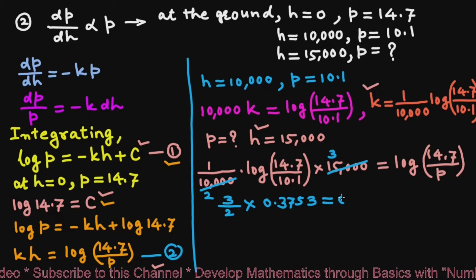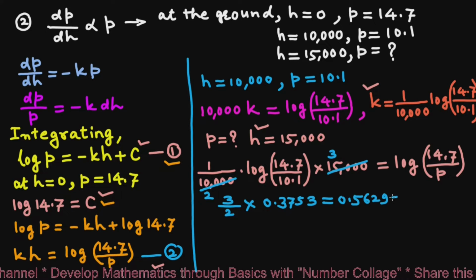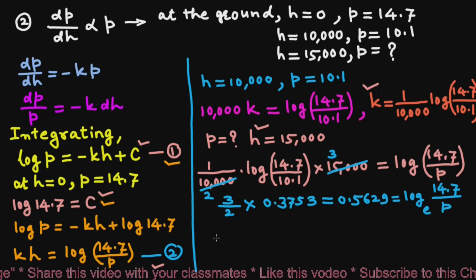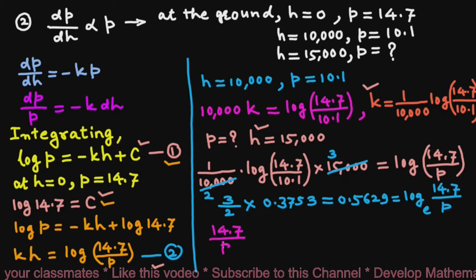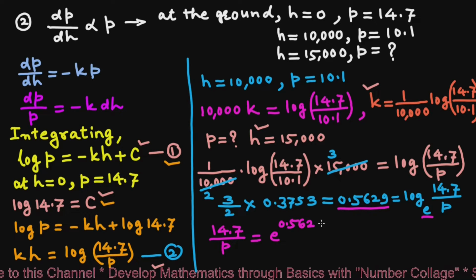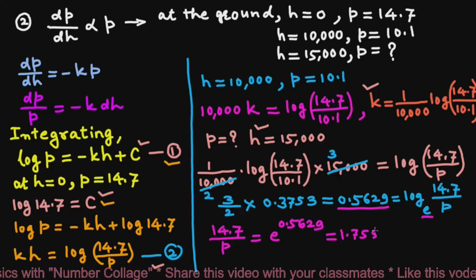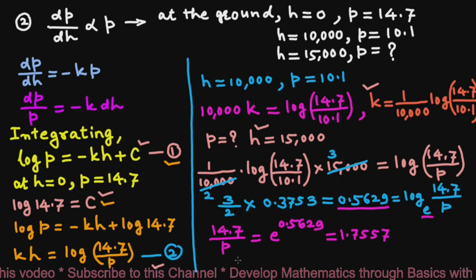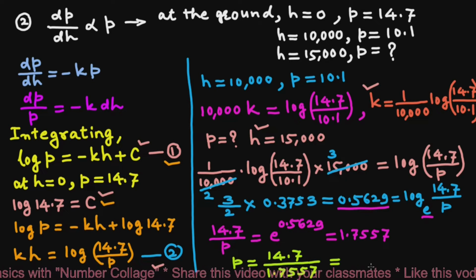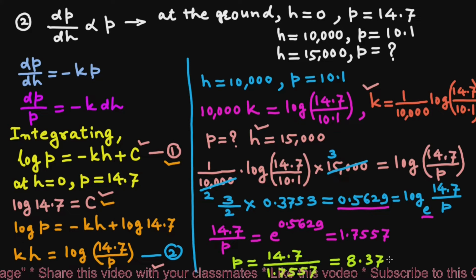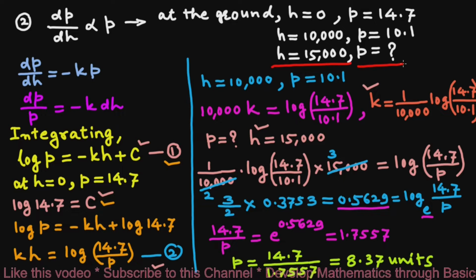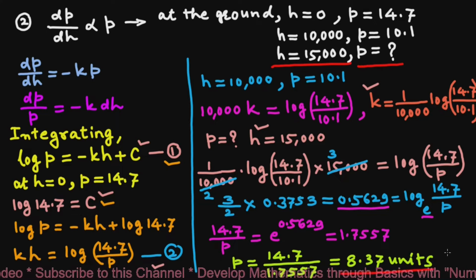0.3753. That will be 0.5629 equals log of 14.7 upon P to the base e. So we get 14.7 upon P equals e raised to 0.5629. It will be 1.7557. So P will be 14.7 upon 1.7557, which will be 8.37 units. So therefore, at the altitude of 15,000 units, the atmospheric pressure will be 8.37 units.